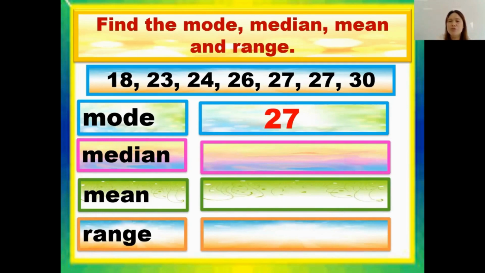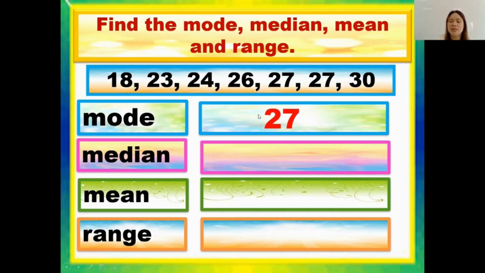Is it possible for you to have an answer that is no mode? Yes. If each of the values appears only once, then there is no mode. Like for example, there's only one 127 in here. In this case, there is no mode.